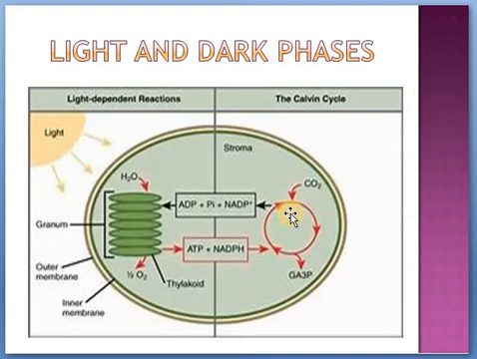Okay, so this light dependent phase occurs in the grana, and this occurs in the stroma. Can you see that here? Stroma. So the light phase occurs in the grana or thylakoid membrane, and the dark reaction occurs in the stroma. In the light reaction it will produce ATP and NADPH2, which will be utilized by the stroma for its reactions, and then NADP and ADP will be given back, and glucose will be produced.